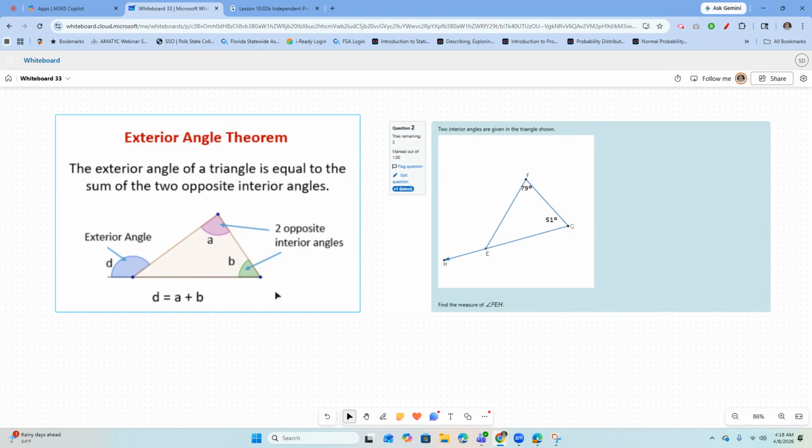When you have a triangle, you have angles that are inside. We call these three angles inside the triangle interior angles. And then we're going to have exterior angles, angles that are outside the triangle.